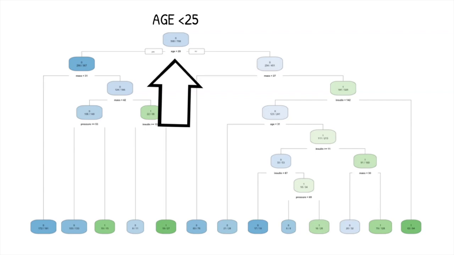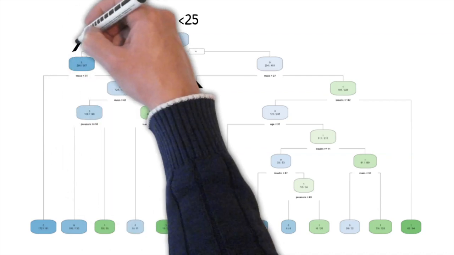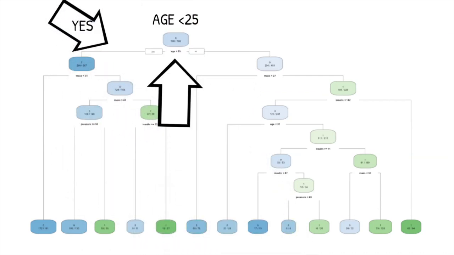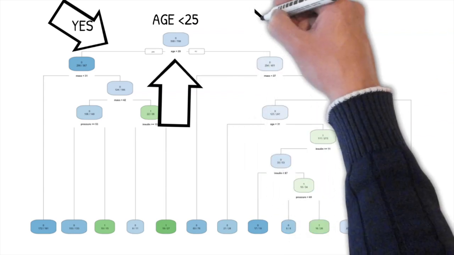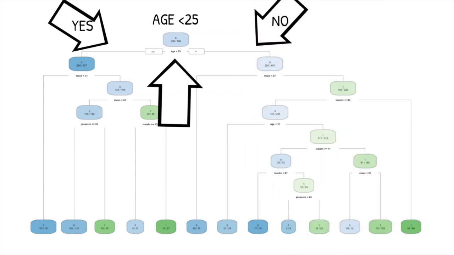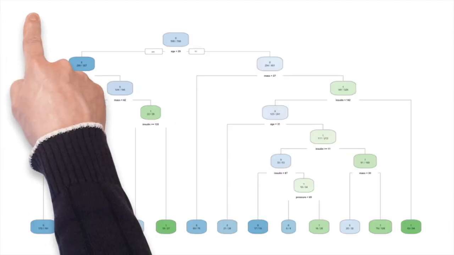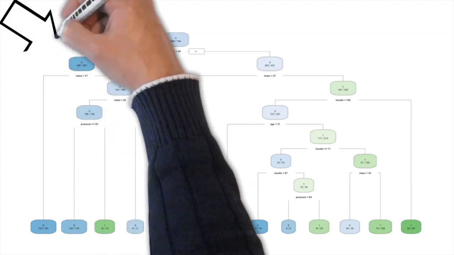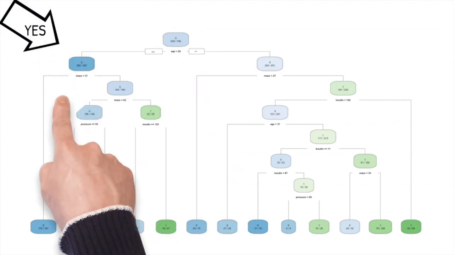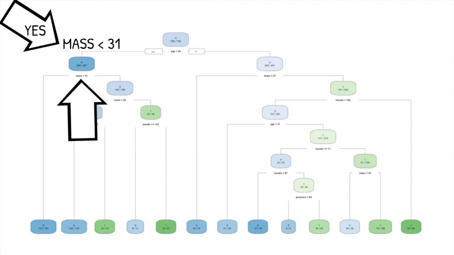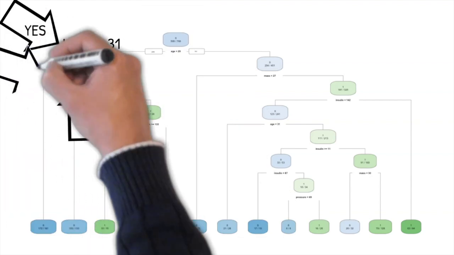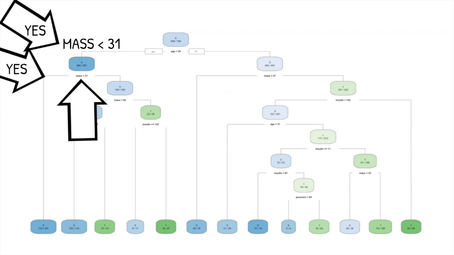For example, if the observation has less than 25 years, it goes left because it was labeled with the yes answer. On the other side, if the observation has more than 25 years, it goes to the right, following the no path. Now let's go left, where observations have less than 25 years. In that tree branch, our split variable is mass. If mass is less than 31, the observation goes left. If mass is more than 31, the observation goes right.